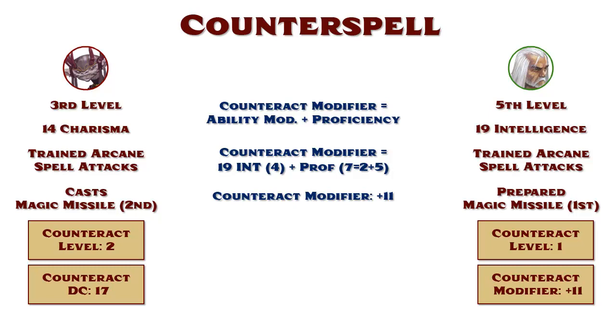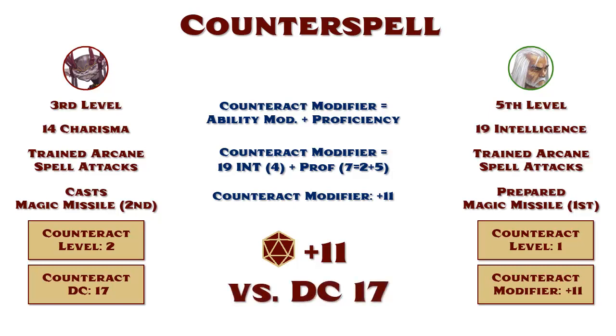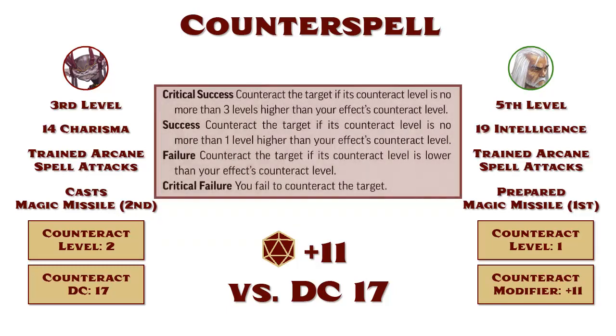So when Ezran expends his prepared magic missile spell to counteract the hobgoblins, he rolls 1d20 and adds 11. This total is then compared to the hobgoblin's counteract DC of 17. So if he rolls a 6 or higher on the d20, then the hobgoblin's magic missile spell is countered and has no effect. If Ezran rolls a 5 or lower, then he is unable to counter the hobgoblin's attack and the magic missiles deliver their regular damage.